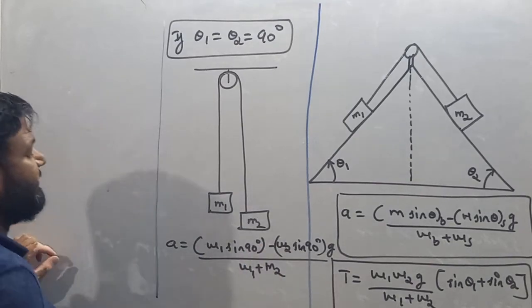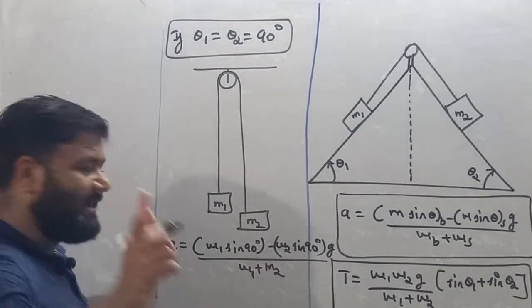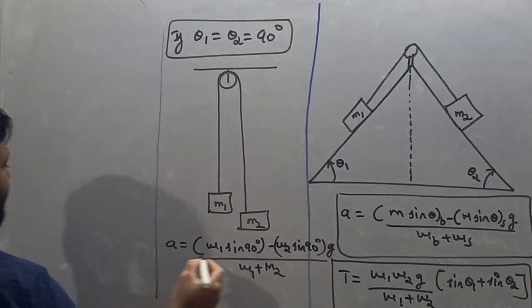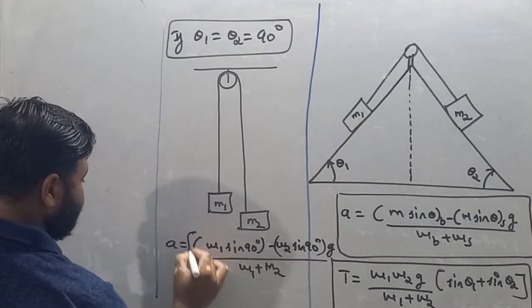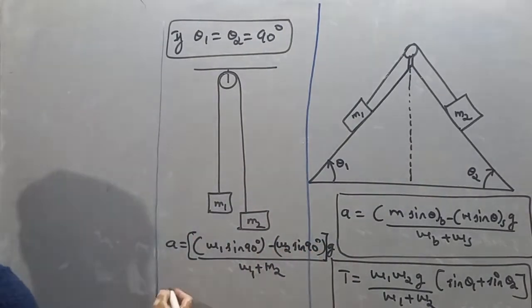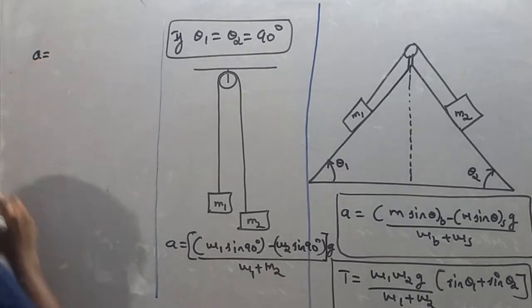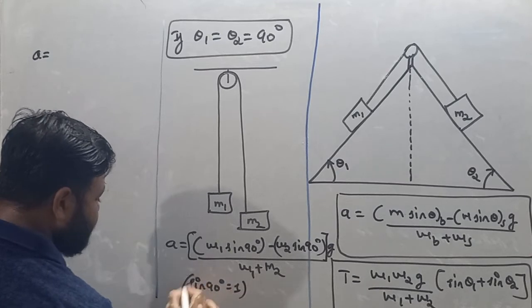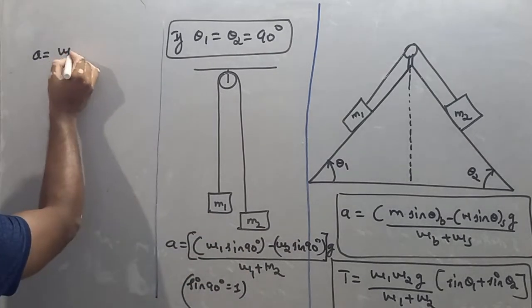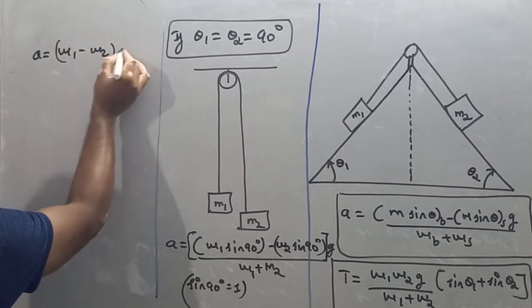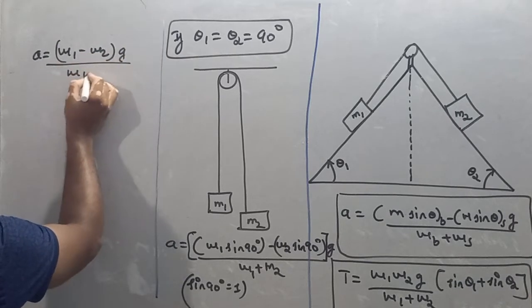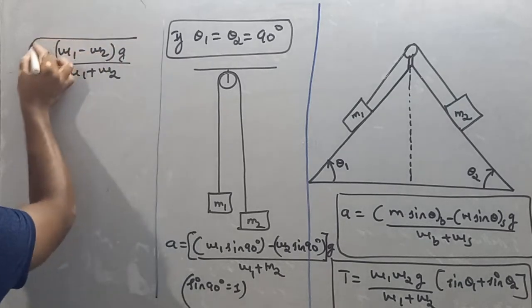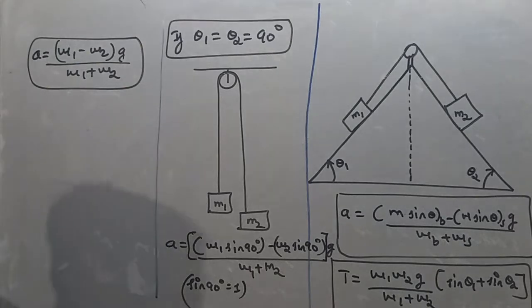Now we all know that sine 90 is 1. So what will we get, my dear student? g we have common. So acceleration is equal to, sine 90 becomes equal to 1, so we get (m1 minus m2) into g upon m1 plus m2. This is the formula of acceleration.